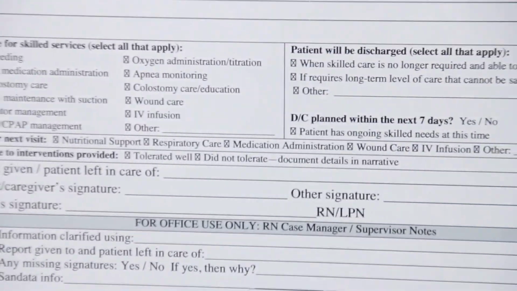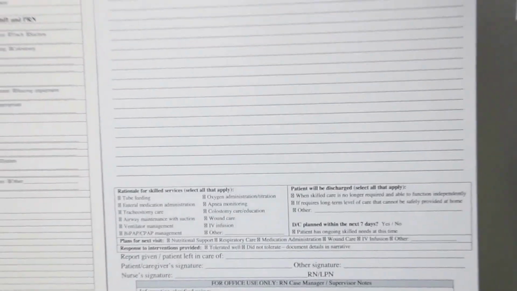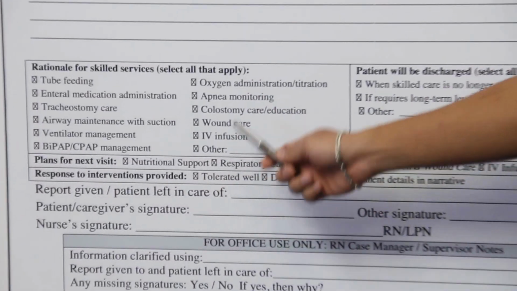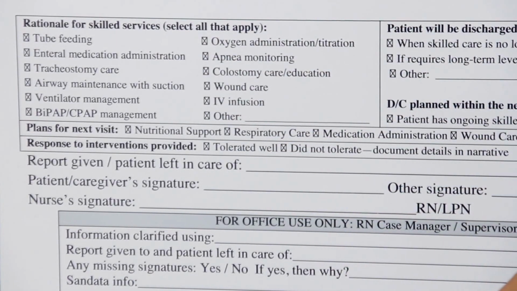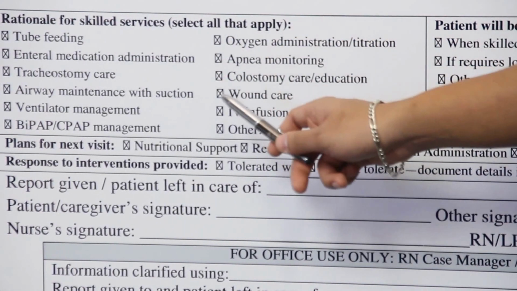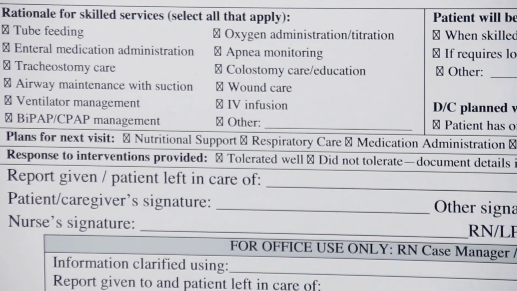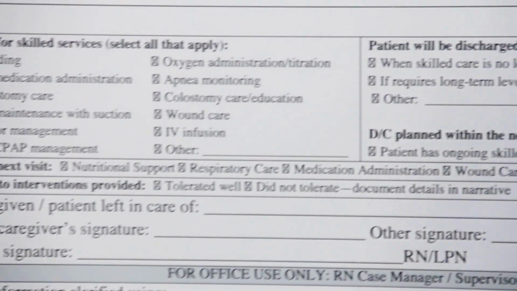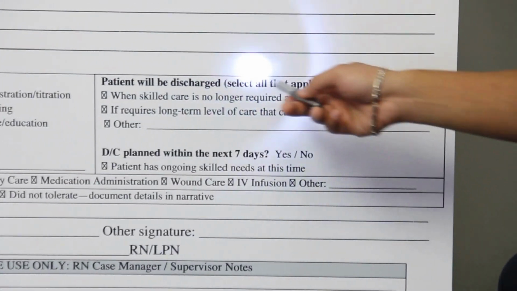Going over here, which is the second board, a few things that are added. You can see the narrative notes are a little bit shorter to be able to accommodate these few changes. First things first would be the rationale for skilled services, and we need to select everything that applies. As you probably know your patients, you know what your patients need, and you will just check whatever applies to your patients. Patients will be discharged.